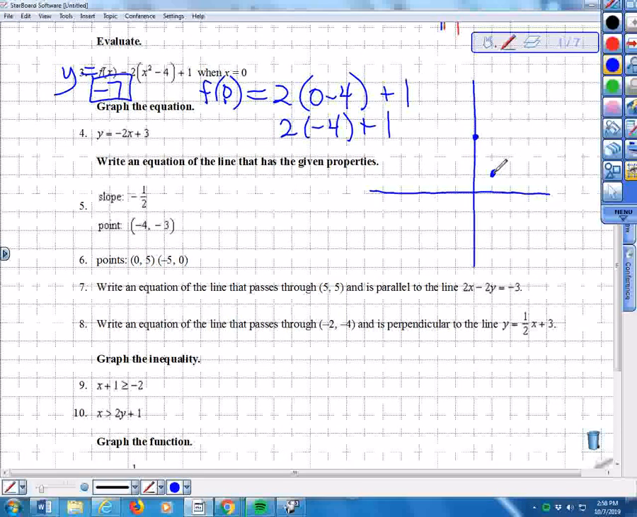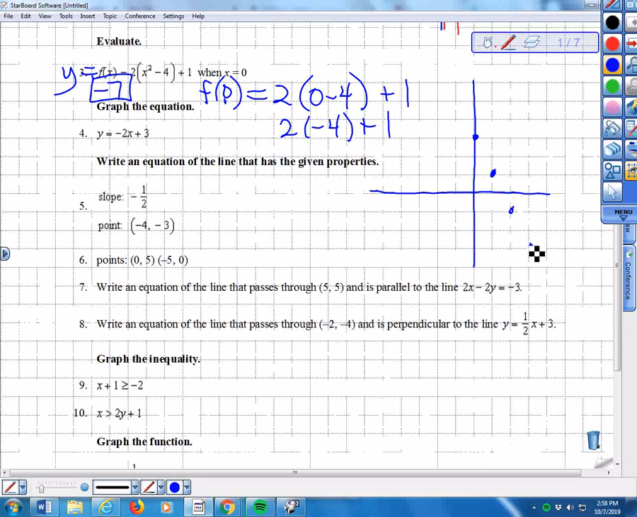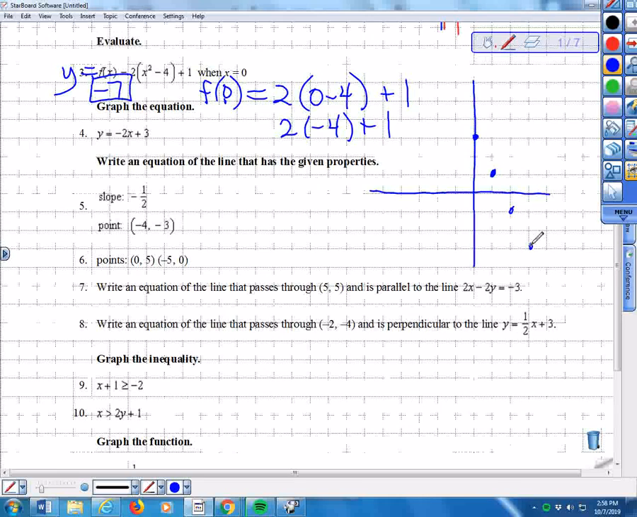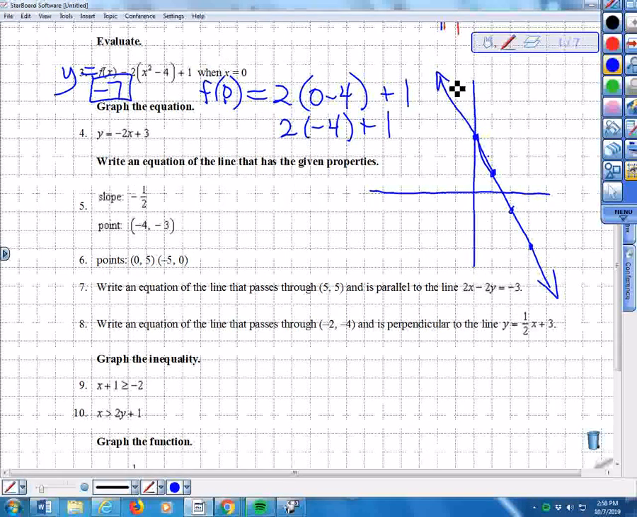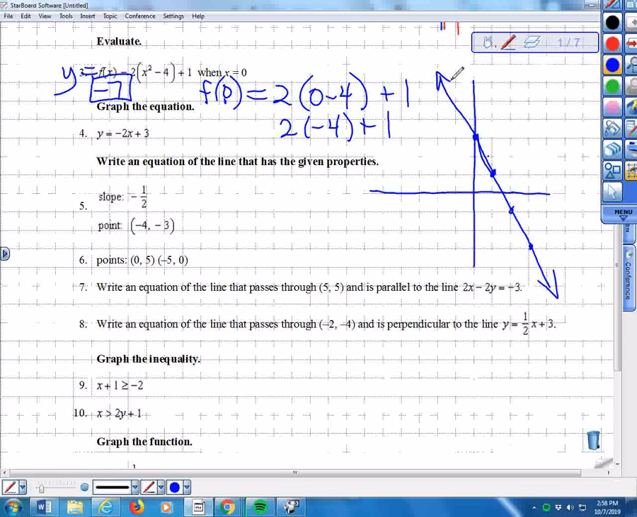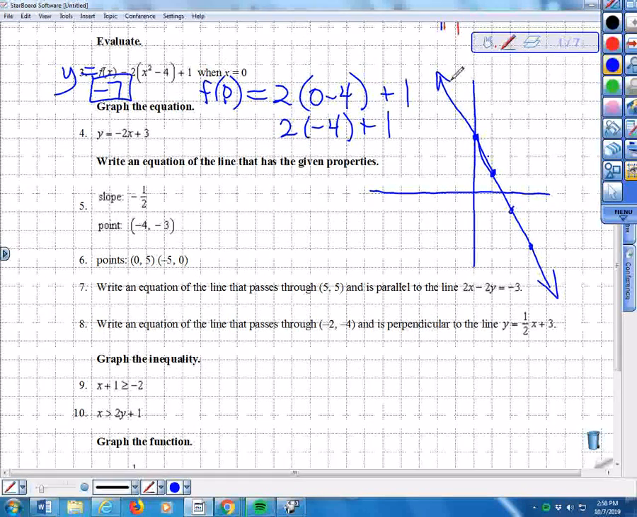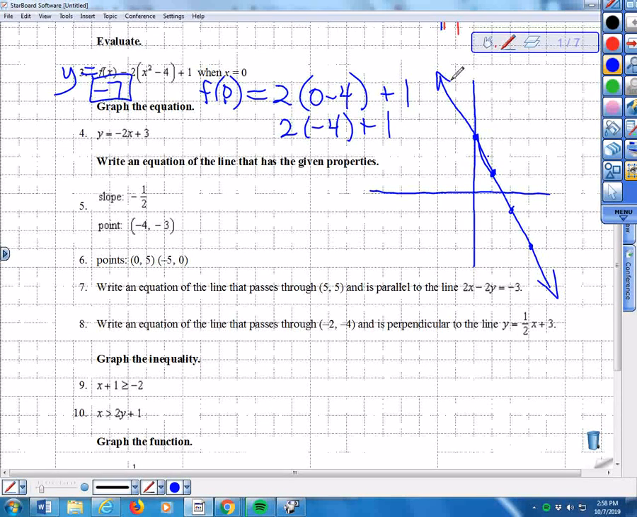If I want to make it a little nicer, I could go down 2 over 1 again and again just to connect the dots, but I really only need 2 points. Once I have this, I just extend it in both directions. Sometimes rulers help. I've just graphed the line. Does it go down from left to right? Yes, so I can confirm it does have a negative slope.